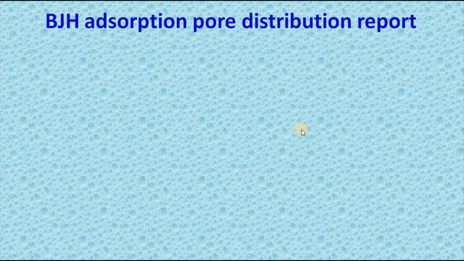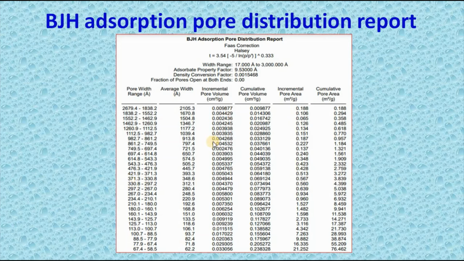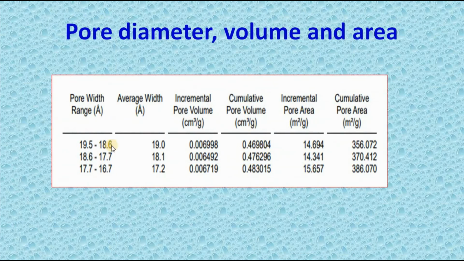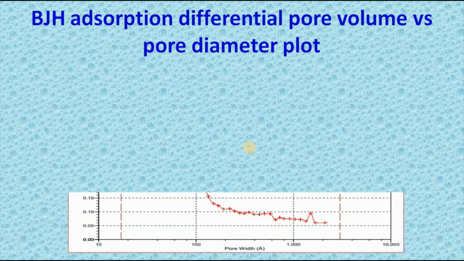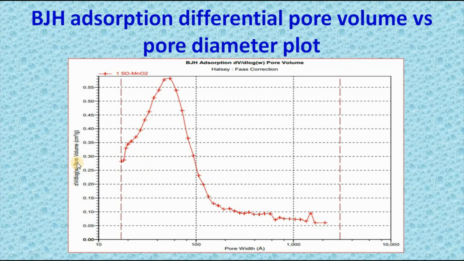Then it also produces results on the BJH adsorption pore distribution report. Here is the report, and here are the pore diameter, pore volume and pore area, and then it also produces a report on BJH adsorption differential pore volume versus pore diameter, where the y-axis is differential pore volume and the x-axis is pore width or pore diameter in angstrom.